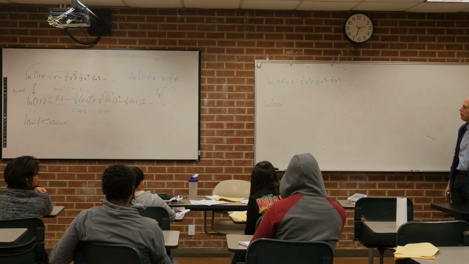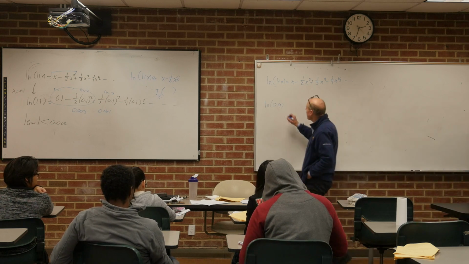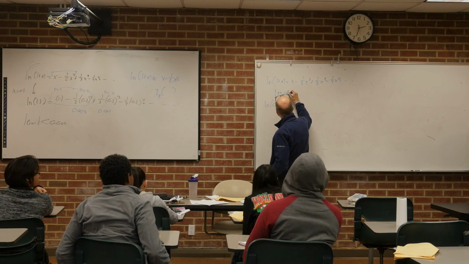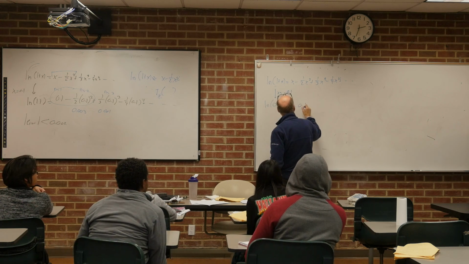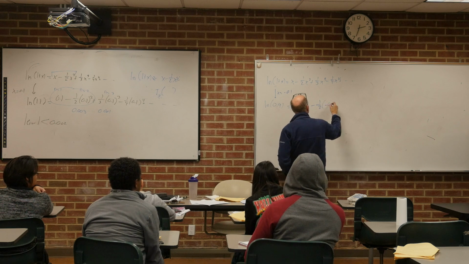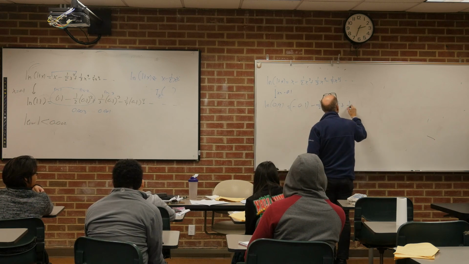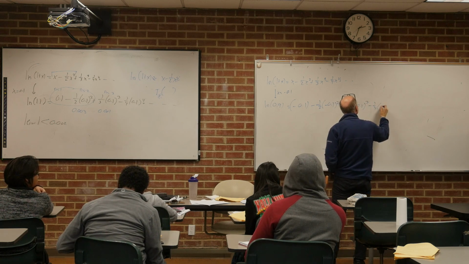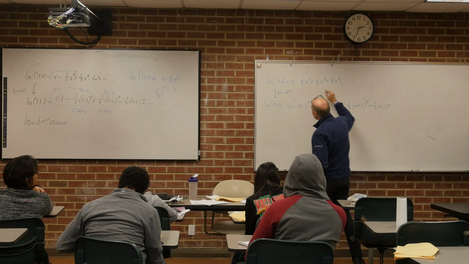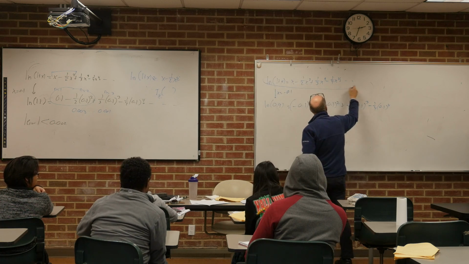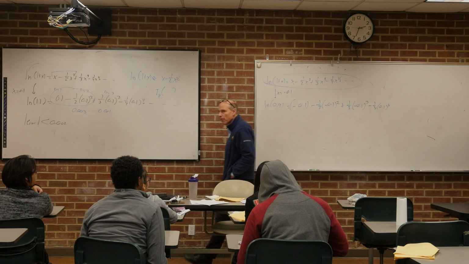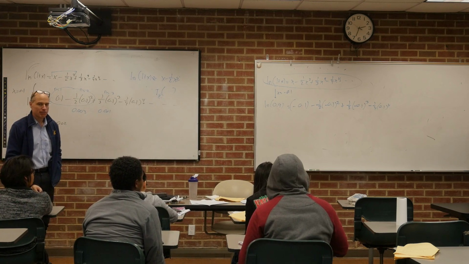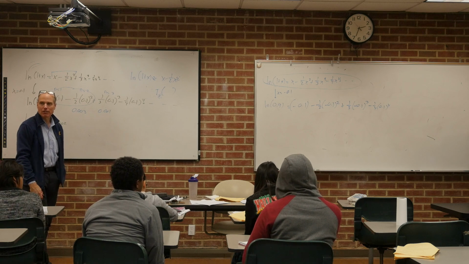So I've got log of 1 plus x. What x value am I plugging in? I'm trying to take log of 0.9. Something to be careful of, looking at the top, is that always an alternating series? Sure looks like it, doesn't it?